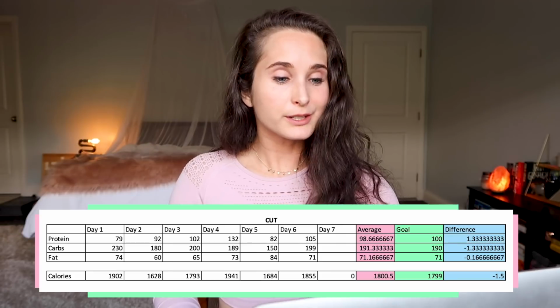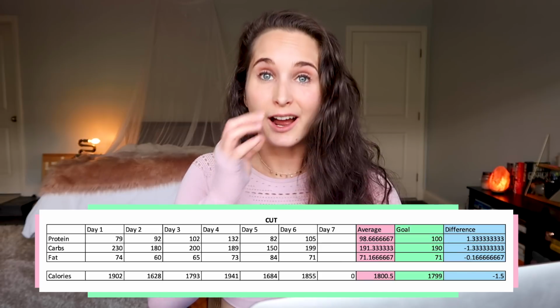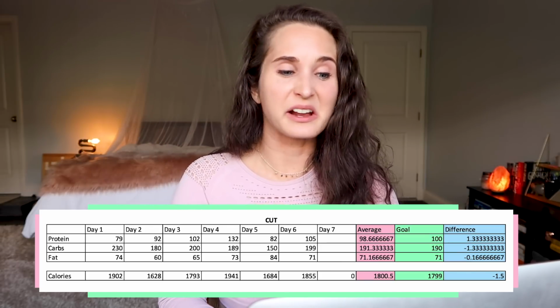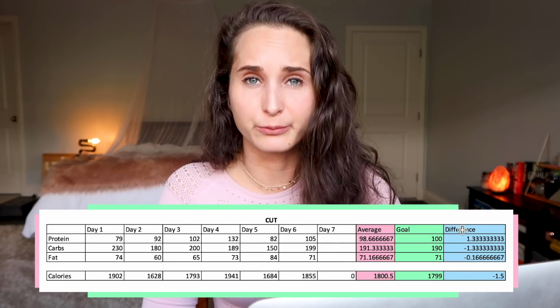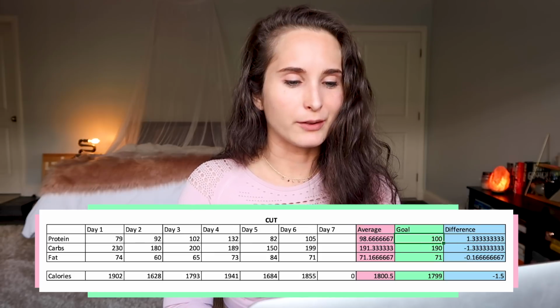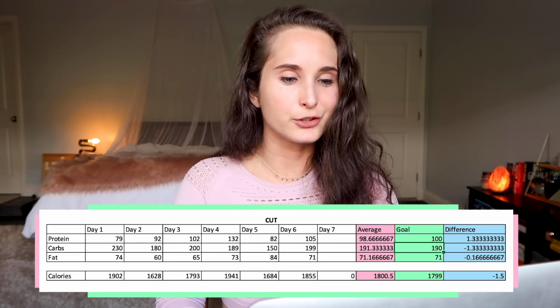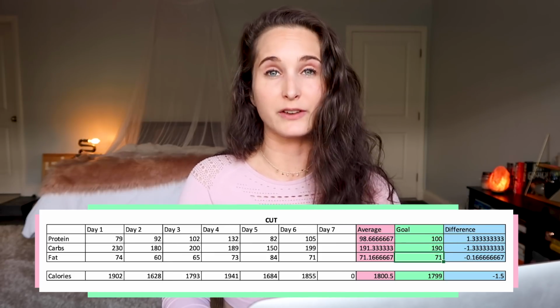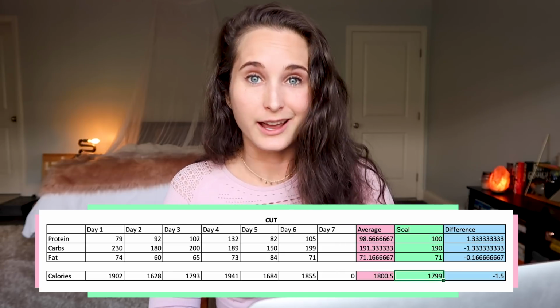Now, let's have even more fun and look at being in a deficit, because let's face it, being in a deficit is harder than being in a surplus for most people. So here's an example of 1 week of cutting. These are your theoretical macro goals. This is not what I am recommending to lose fat for everyone. This is just a random example. Let's say you have a goal of 100 grams of protein, 190 grams of carbs, 71 grams of fat for a total of 1,800 calories.